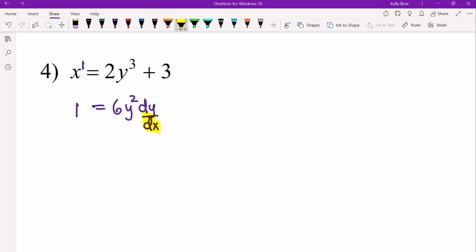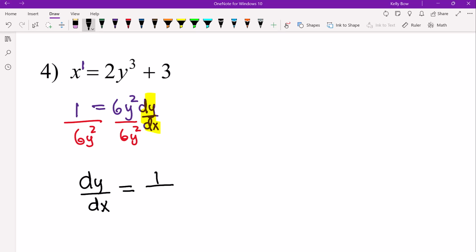Now, what we want to do is get dy dx all by itself. So we're going to divide both sides by that attached multiplied 6y squared. I'm going to write it on this side because that's what our brain likes. dy dx is 1 over 6y squared.